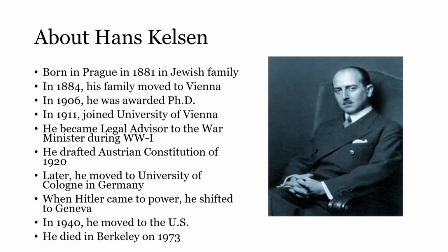Students, Professor Hans Kelsen was born in 1881 in a Jewish family, and before he was even five years old, his family moved to the Austrian capital, the famous city of Vienna. Thereafter, in the early 20th century, in 1906, he was awarded the highest degree, a PhD in law. Thereafter he joined the University of Vienna. So, you can see how early he was interested in studies, then further pursued his studies, and finally joined the University of Vienna.